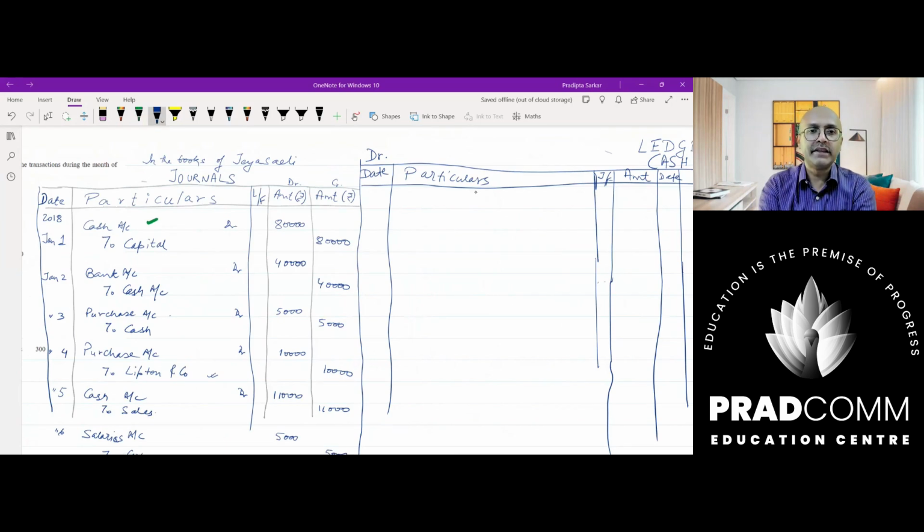So date will be 2018 Jan 1. What will we write on the debit side? On the debit side we will write what comes on the opposite side of the journal. Since cash is debited, on the opposite side we have written capital account. So over here we will write to capital account.